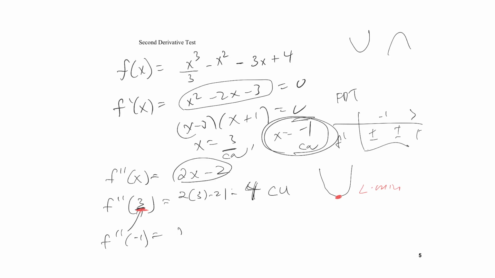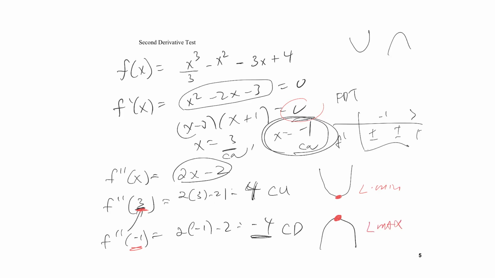Now, if we do the same thing for this one over here, we sub in negative 1 into the second derivative, and we end up getting negative 4. If the second derivative is negative, it is curving down, meaning the graph is going to curve down. And I know for a fact that because it's curving down, and this is my red dot here, because the slope is 0 in this area, we know this is a local maximum. So this is our second derivative test.